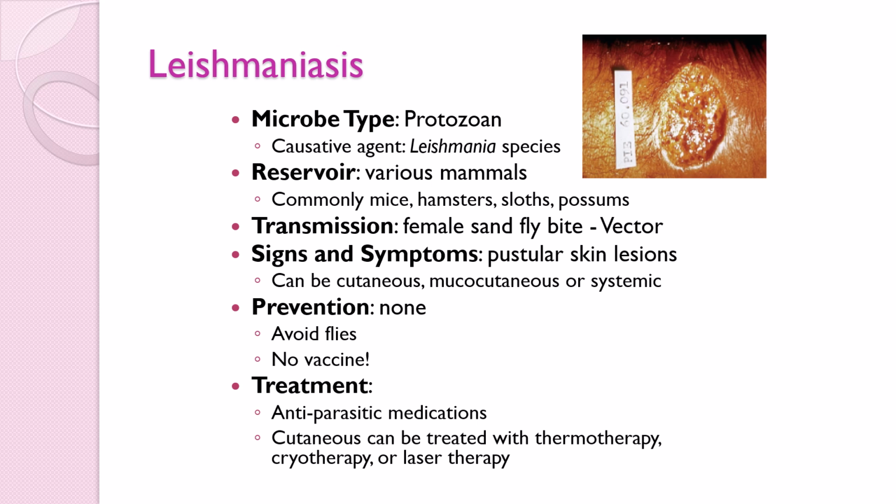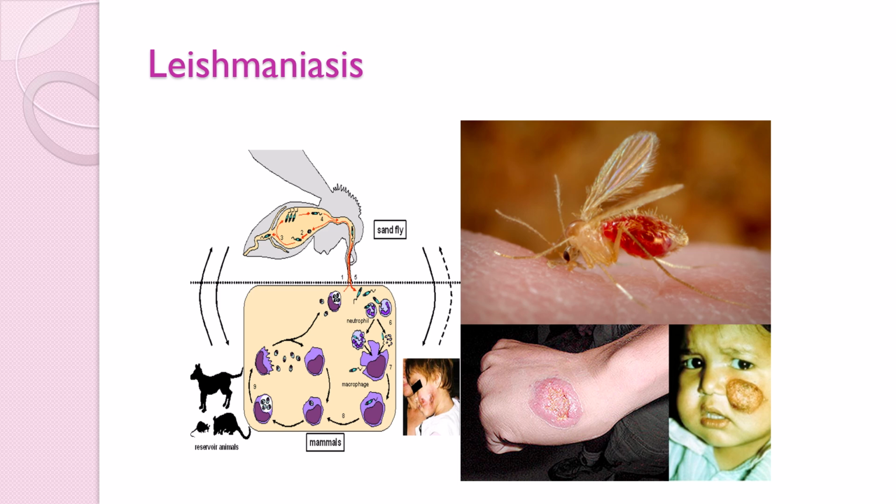The treatment is kind of nice because there is an antiparasitic medication that can be started, but it's probably best just to avoid these little critters to begin with. And here we have those sand flies containing that protozoan, the Leishmania species of protozoan, and where they bite, that's where that infection is going to develop, where we're going to see those large pustular skin lesions.